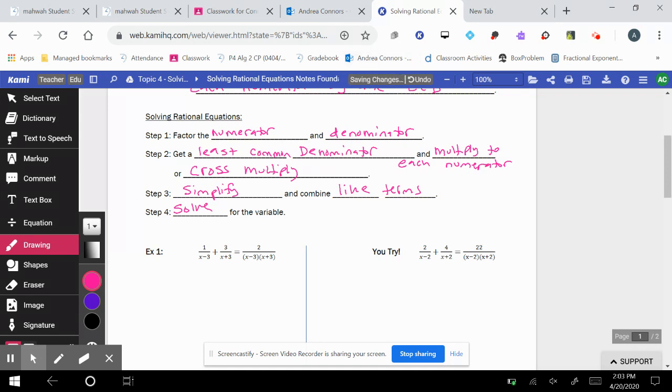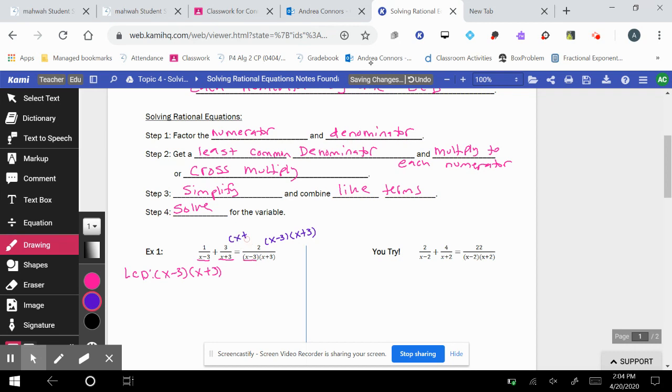So you first need an LCD. An LCD means you need one of each. So I need an x minus 3. I need an x plus 3. I need an x minus 3, which I already have, and I need an x plus 3, which I already have. So I'm done. So now I'm going to take that LCD and multiply it to every numerator.